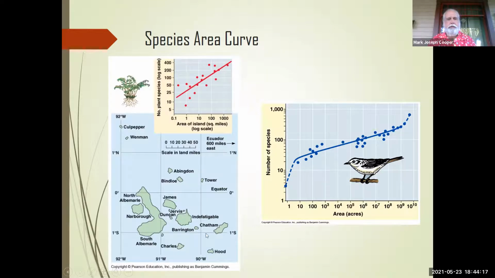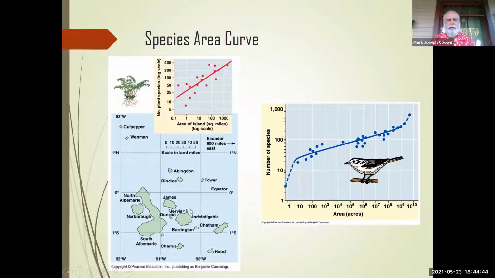So here are a bunch of islands. These are the Galapagos Islands. And then the idea behind this is who would have the most species. So what you're looking at is probably, I would guess, South Albemarle would be the one. It's the largest one. And then, you have different islands with different sizes. So I look here at Chatham and I look at James, and I'm kind of deciding, well, which one of these has more species.